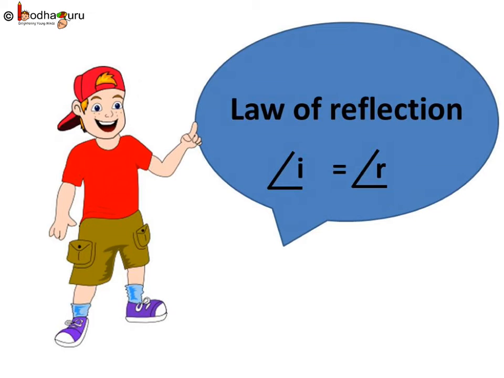So now you know one of the laws of reflection, which says the angle of incidence is equal to the angle of reflection. Actually, this is the second law of reflection.